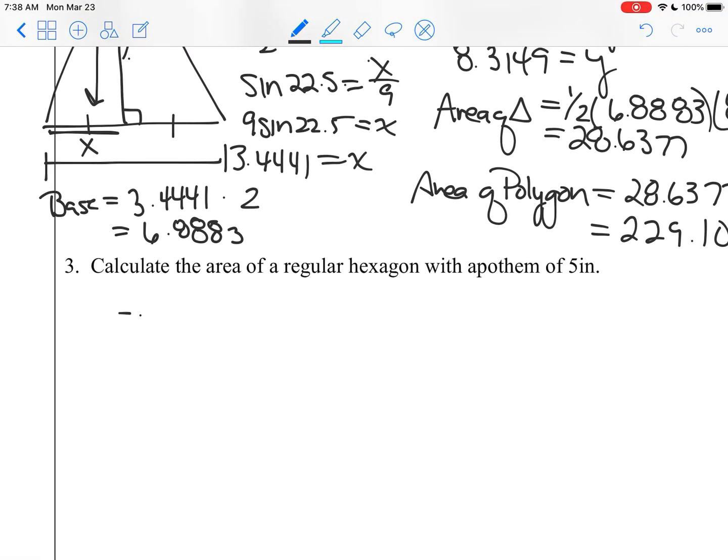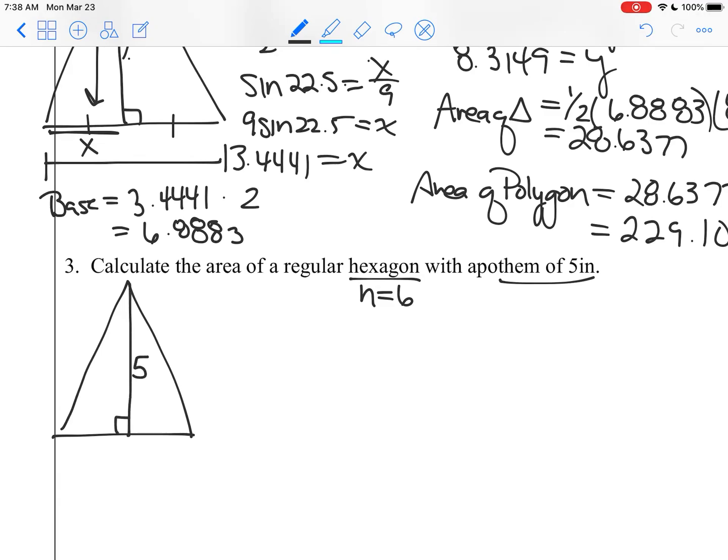Alright, now to the third one. Calculate the area of a regular hexagon, so that's n is equal to 6. And this time the apothem is 5. So let's draw our triangle. Alright, so the apothem is the height that goes straight down. So we're given that. So we have the height of the triangle, we just need to find the base. So I'm going to mark this as x. Start again, find our angle at the top. So 360 divided by 6 is 60 degrees. Divide that by 2 is 30. So this is 30.